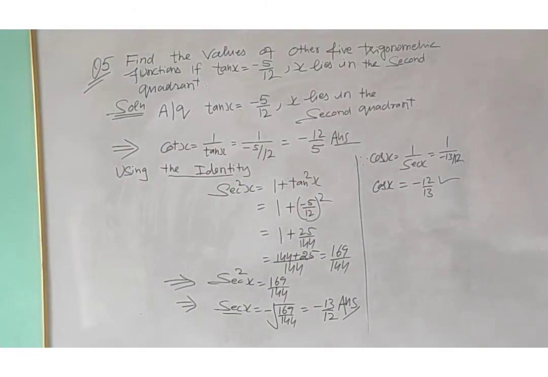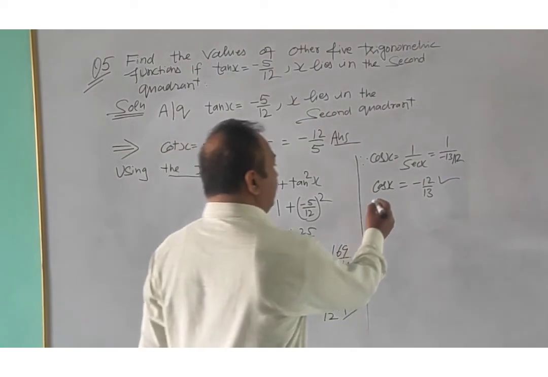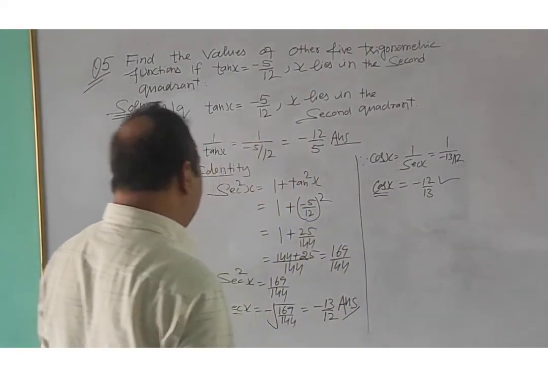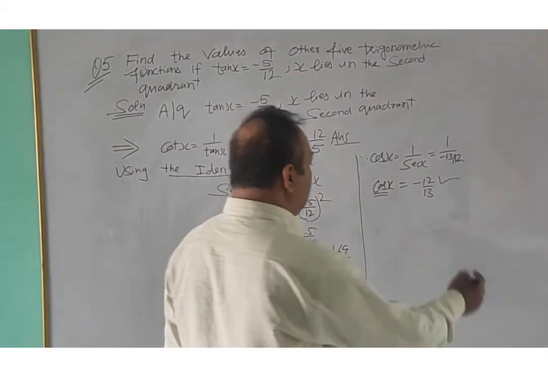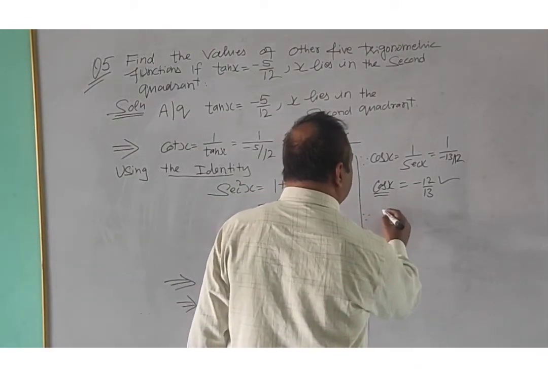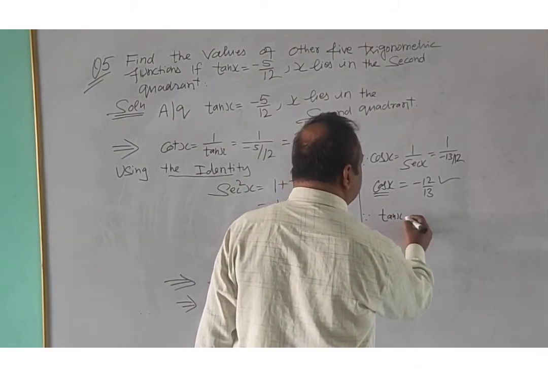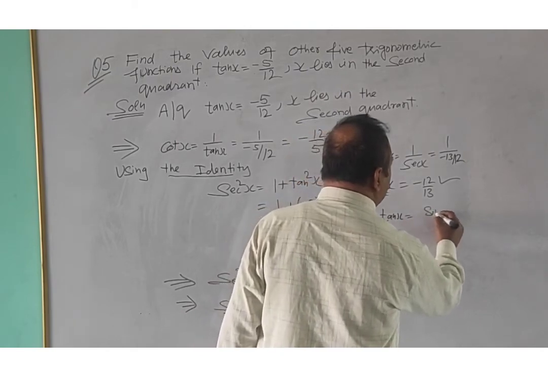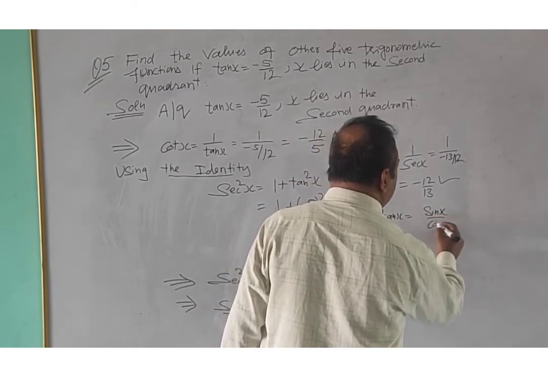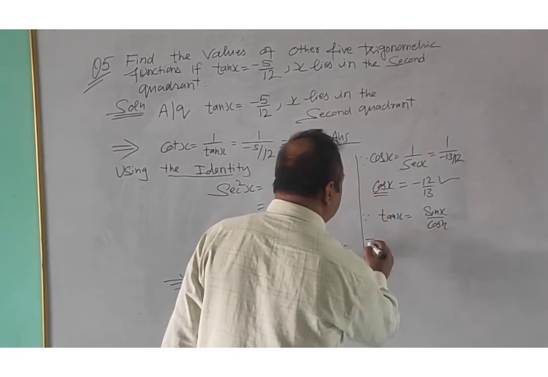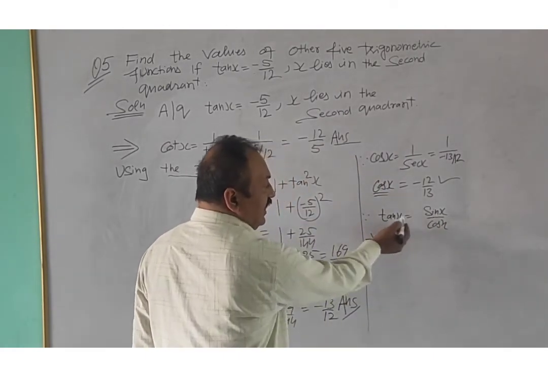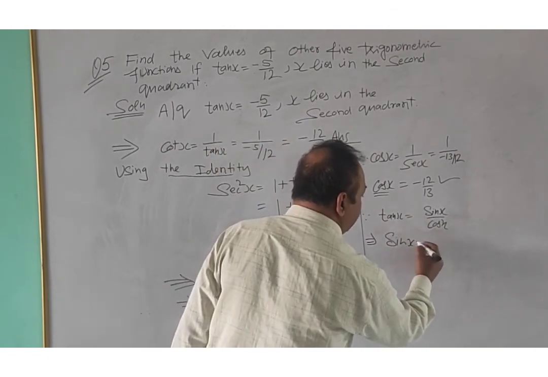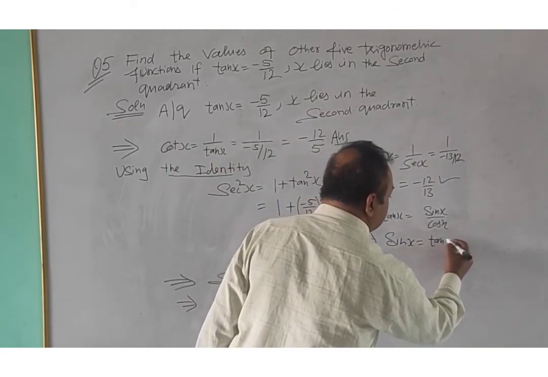And after calculating the value of cos x, you can calculate the value of sin x. Because we have a relation, tan x is equal to sin x upon cos x. Therefore, sin x will be equal to tan x multiplied by cos x.